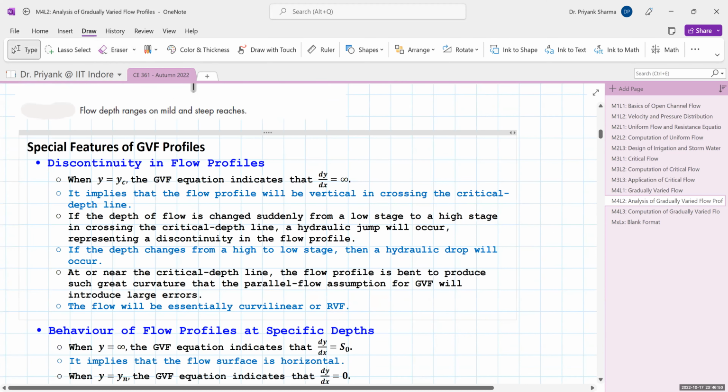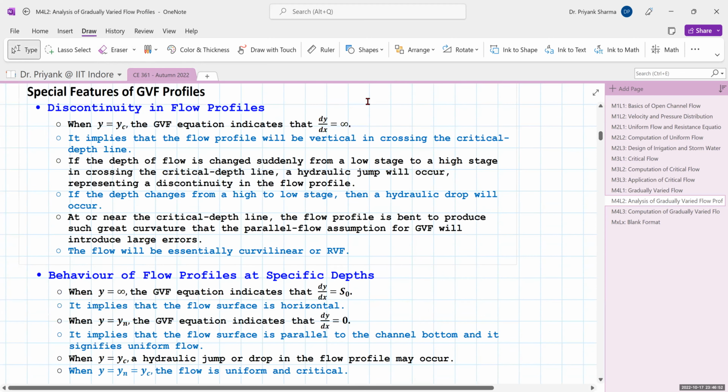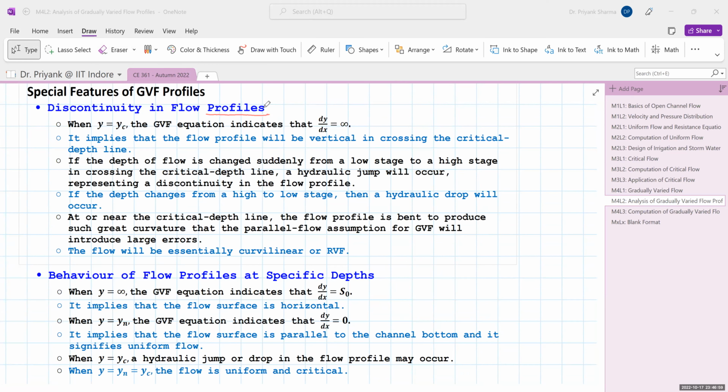Now there are some special features to this GVF profile, so we'll understand that and then we'll analyze it. So first is, we may encounter discontinuities in the flow profile. So what happens when your y is equal to yc, your GVF equation would yield infinity. We have derived different forms of GVF equation. So in one GVF equation, your yc comes in the denominator. So if y becomes yc, then dy by dx will become infinity. So the change in slope is infinity.